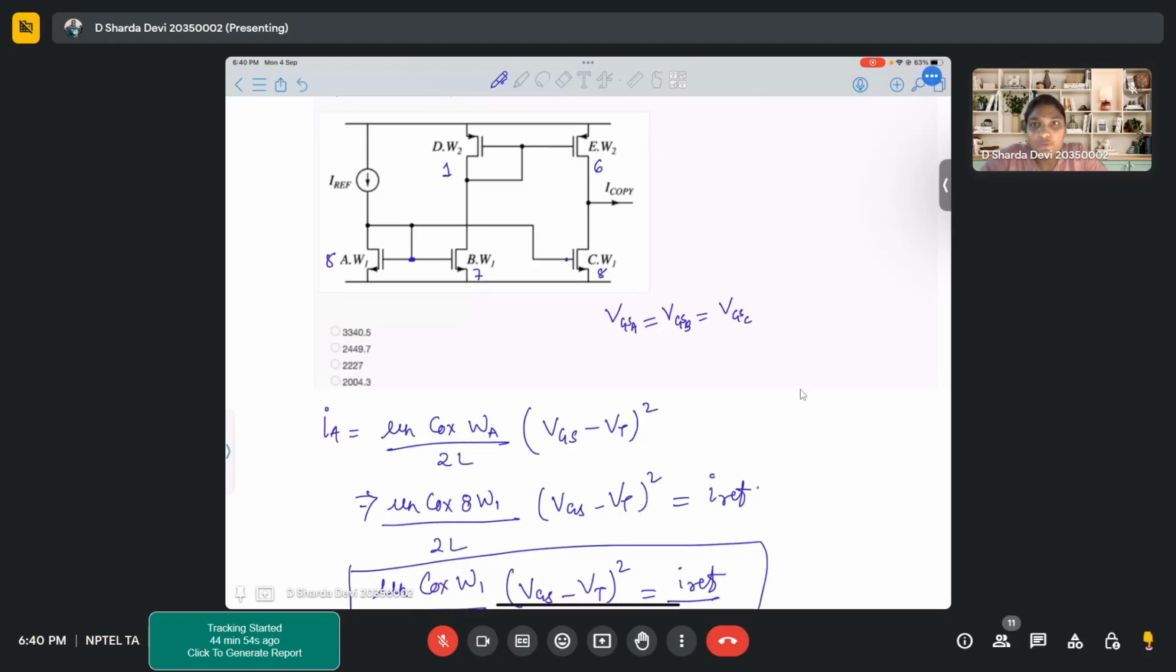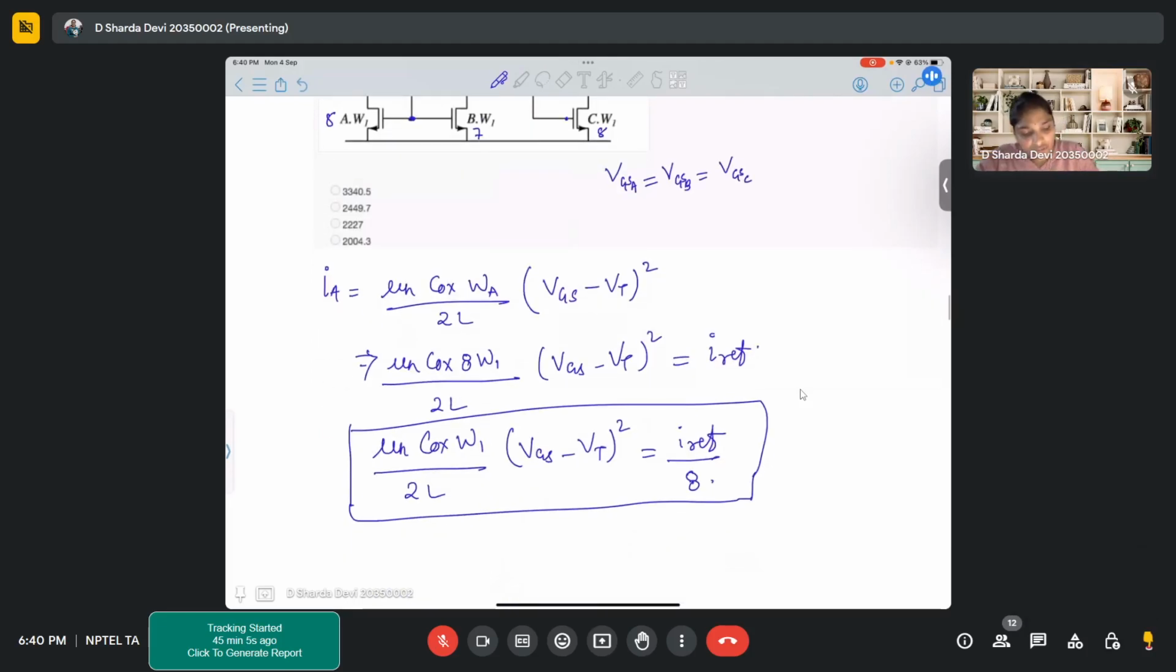No. Why no? Because A and C will flow the same current, ma'am. Yes. But B will not have the same current as C. Correct. So IA is equal to IC.